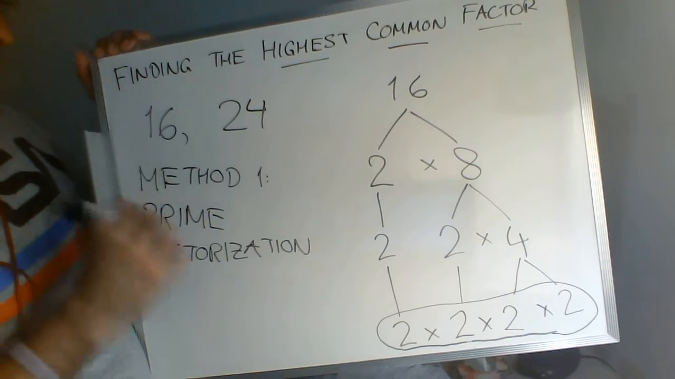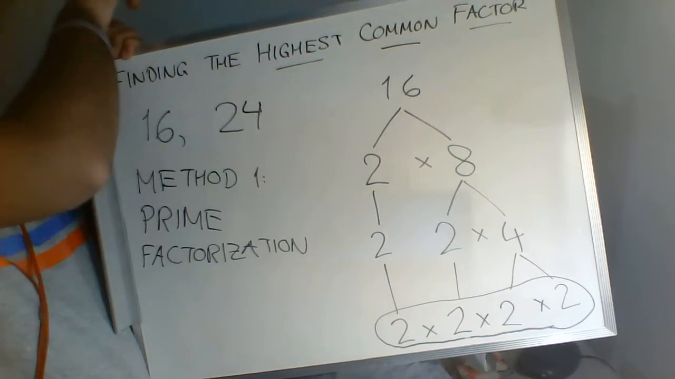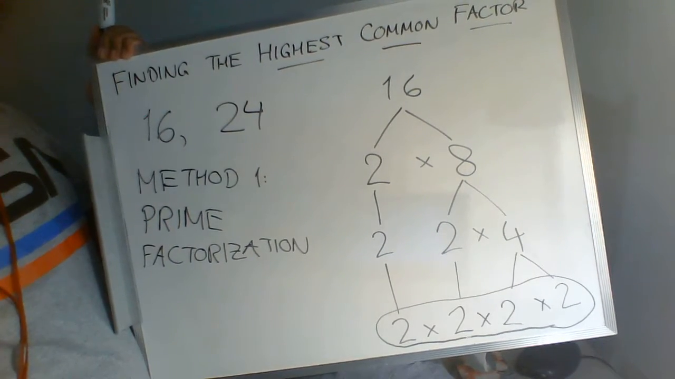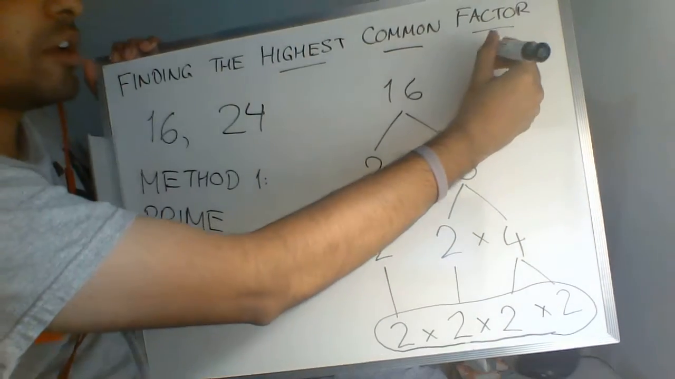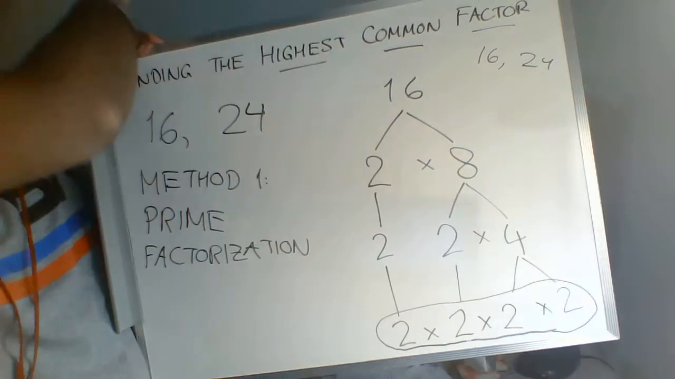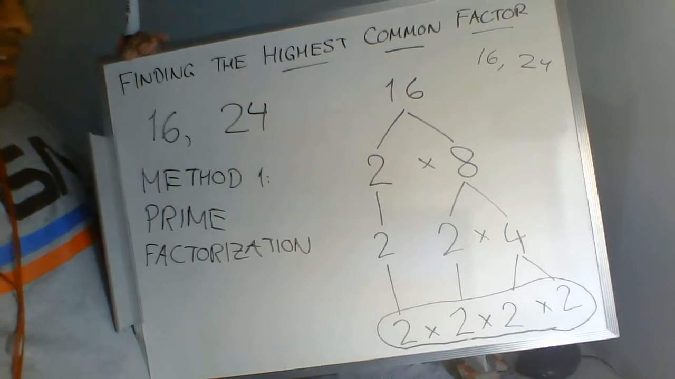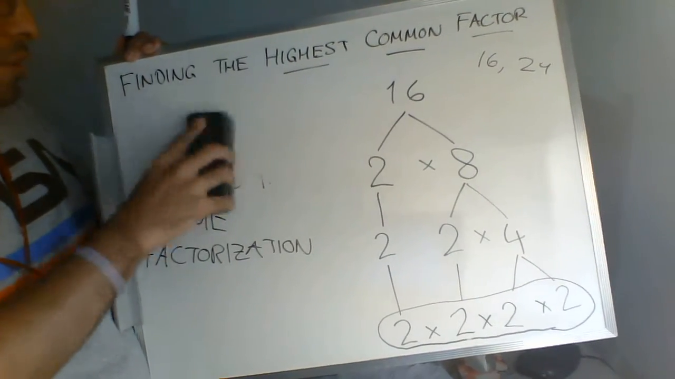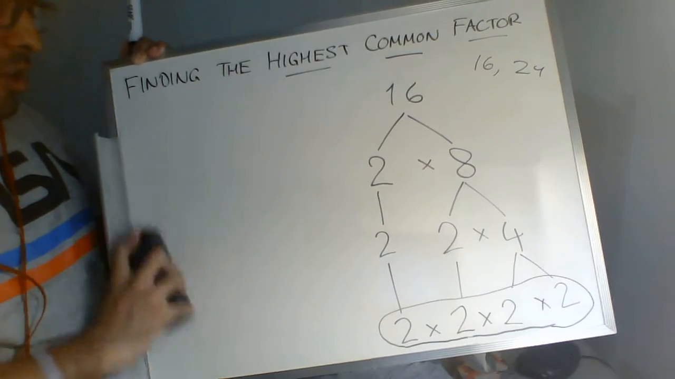And so now I'm going to actually have to erase this. That's just not particularly important. I'll put the 16 and 24 over here. That's the 16 and 24 that we're working with are going to sit over there. And I'm going to get rid of this so that we can build our factor tree for the number 24.